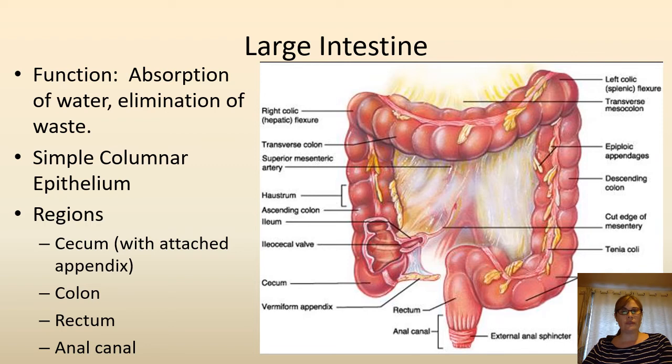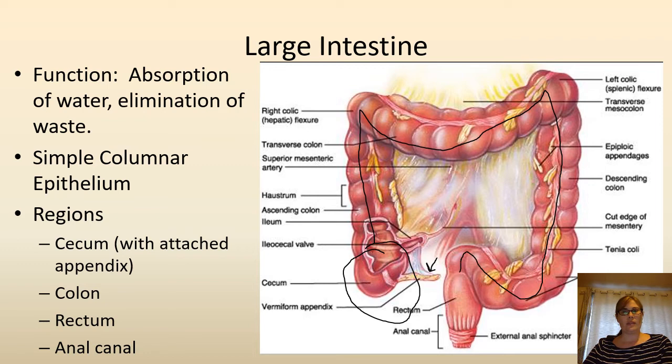So the regions of the large intestine. Cecum is down here, C-E-C-U-M. This little guy right here that looks like a worm, this is the appendix. So cecum, all of this section is known as the colon. And then this whole area in here, we've now turned back to stratified squamous epithelium. And then this is the anal canal and anus.